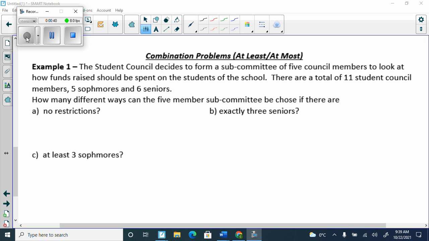It's impossible. Now, what if I said you go to the same store, you need at least $3 to buy anything in that store? You'd need 3 or more. So at most means that amount or less. At least means that amount or more. So we're going to write that above.